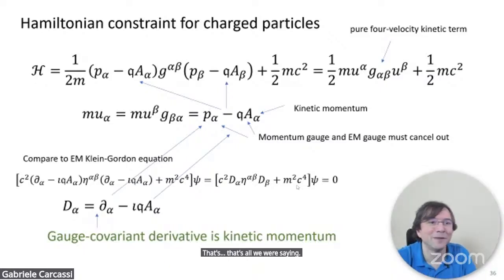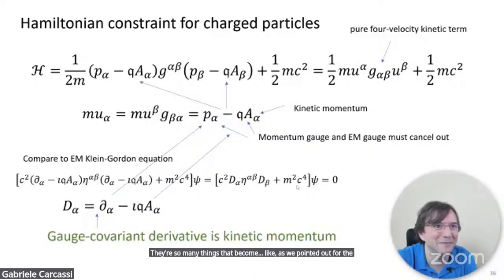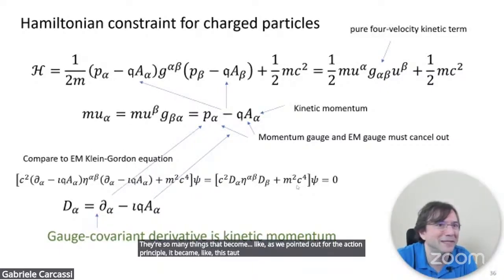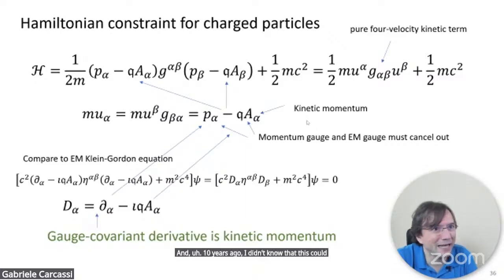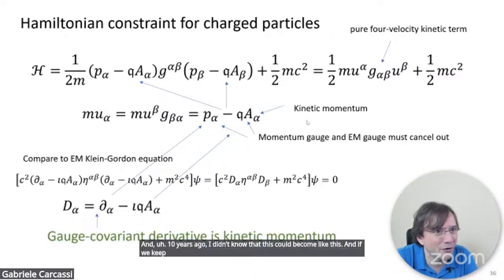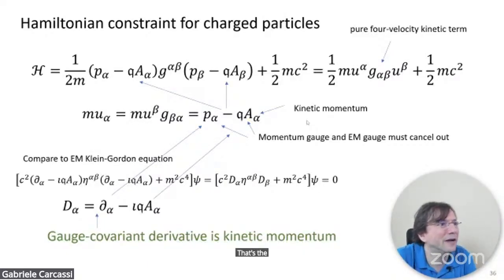And again, there are so many things that become, as we pointed out for the action principle, like this tautology, where you're basically trying to look for the simple thing. Also, this becomes like this. Ten years ago, I didn't know that this could become like this. And if we keep going and look for simpler explanations, that's the only way that we can actually find them.